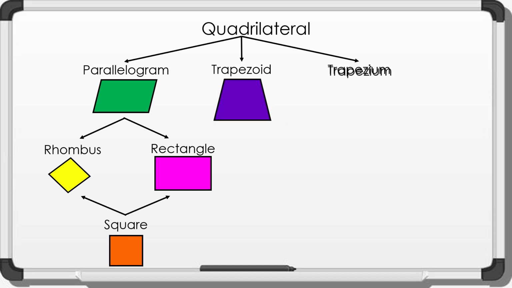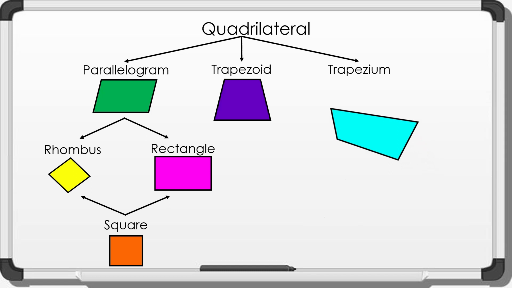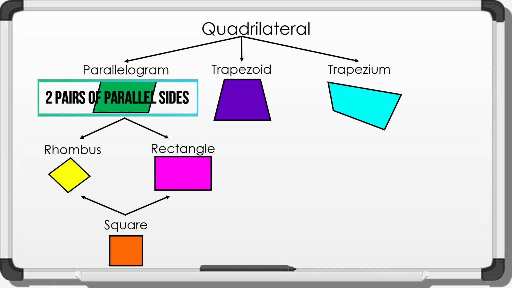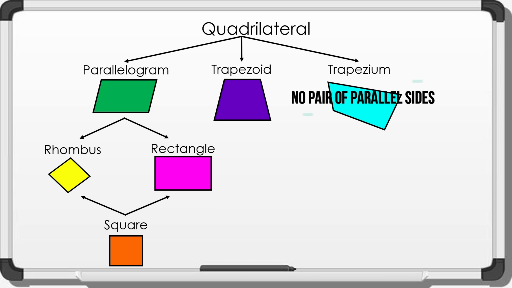Let us move on with trapezium. A trapezium is also a quadrilateral that looks like this. But unlike the parallelogram and trapezoid, a trapezium has no pair of parallel sides. And that's it for our trapezium. So this is the tree diagram of quadrilateral. We have here under parallelogram that have two pairs of parallel sides, trapezoid with one pair of parallel sides, and trapezium with no pair of parallel sides.